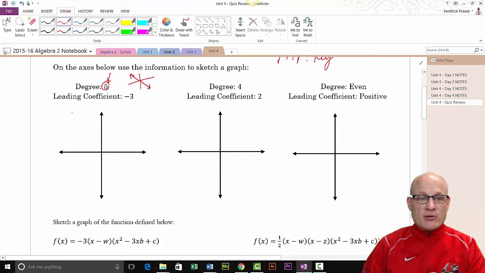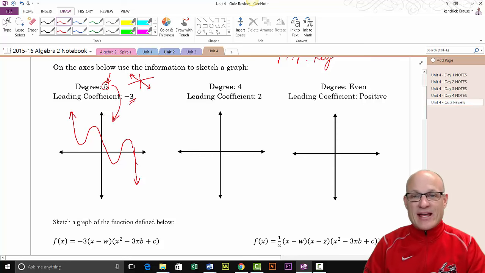Because it's got to come down, I'm going to start up here and make some humps. 1, 2, 3, and 4. Notice when I'm done with 4 turns, or 4 mins and maxes, I'm going up and down. So this would be a 5th degree polynomial that has a negative coefficient. It doesn't matter that it's 3, as far as whether you understand what the end behavior is going to do. Okay. This one here is a degree 4.